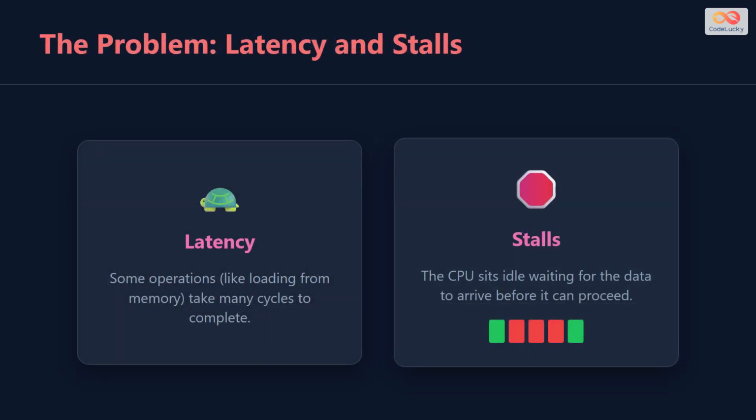Why do we need to reorder things? The main culprit is latency. Operations like loading data from memory take time. If the processor has to wait for data before moving to the next step, it stalls. These stalls are wasted cycles where no work gets done.